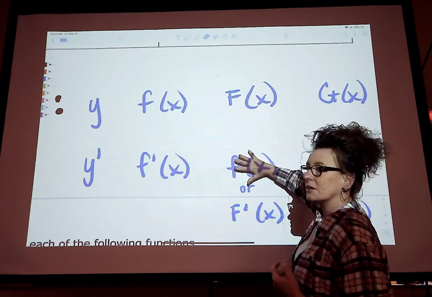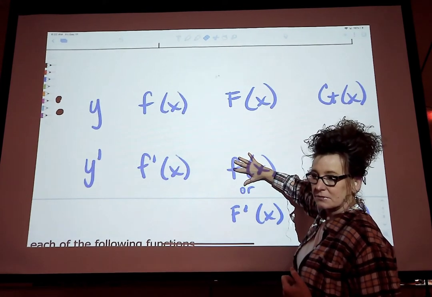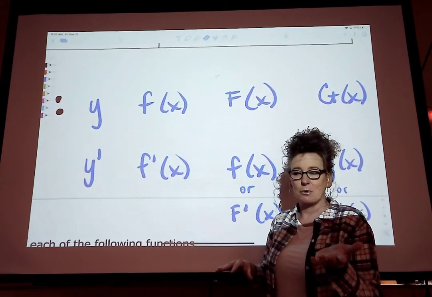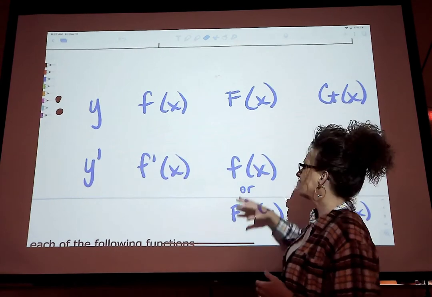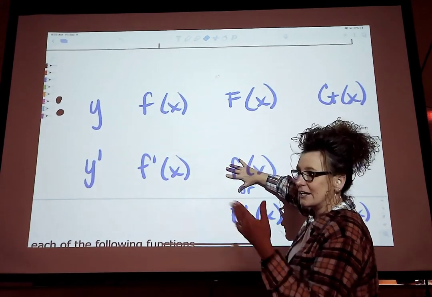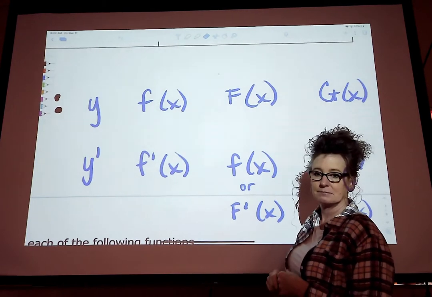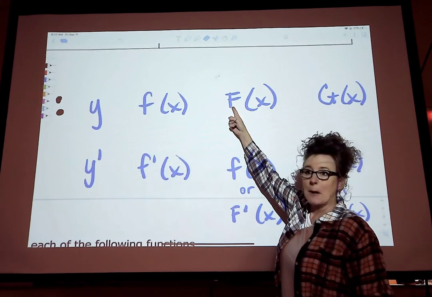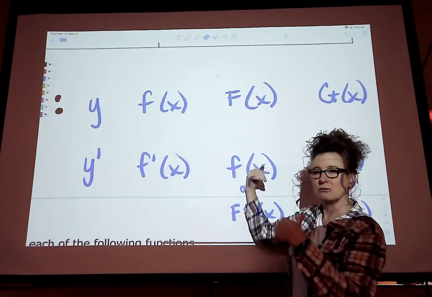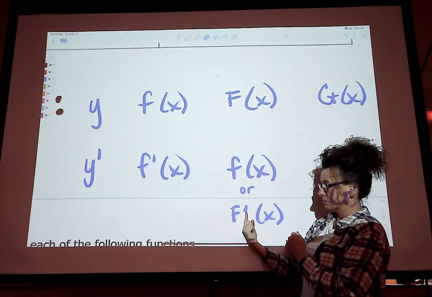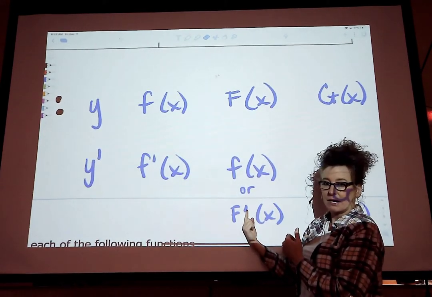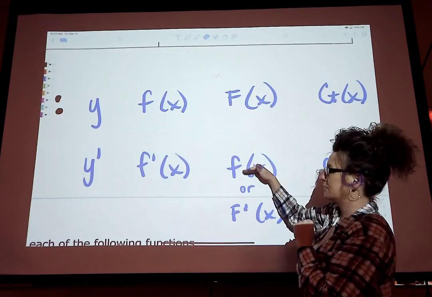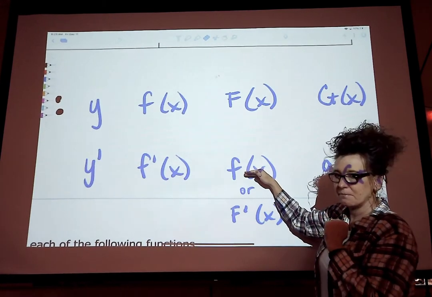If you're given little f and you're asked to do an antiderivative, at this point you'd be like, I don't know what to call it. So if you're given little f, you're going to call its antiderivative big F. Thus, when you're given big F and asked to do a derivative on it, up to this point you all have called it big F prime. You can still call it big F prime, or when you do a derivative on it, you can call it little f. It's up to you.